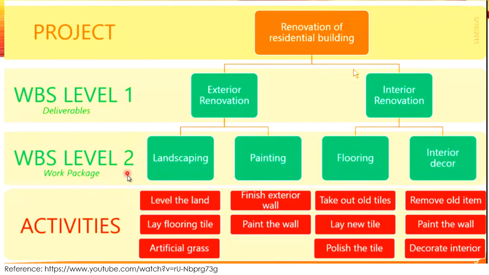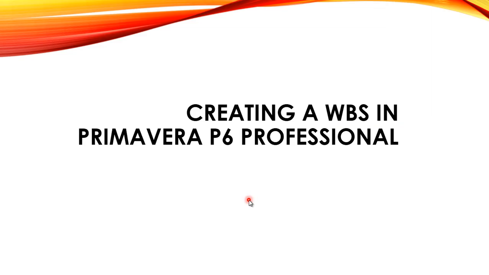Now in the WBS there are activities. For example, what activities will we do in the landscaping level: level the land, lay floor tiles, artificial grass. Painting: finish exterior wall, paint the wall. So similarly we will create all the activities in the WBS levels.